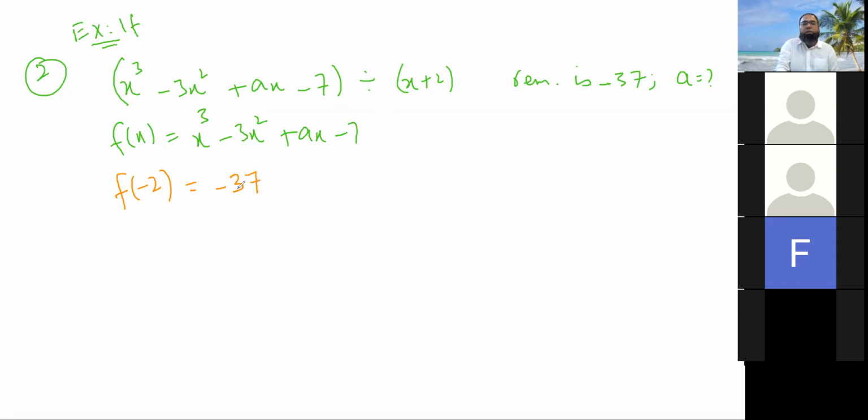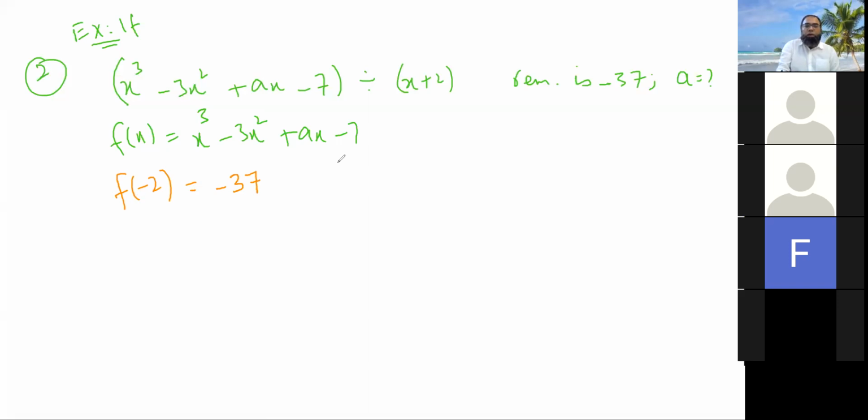We are given the remainder. It says when all of this is divided by x plus 2, the remainder is minus 37. So this is the equation that you have to learn. You must be writing it like this. This is written in terms of the remainder factor theorem.